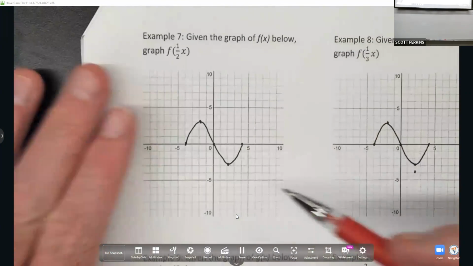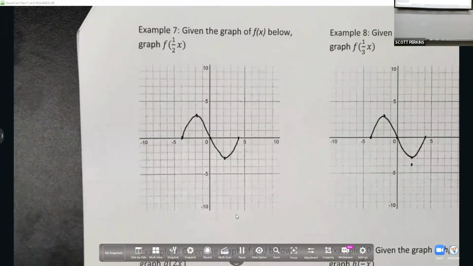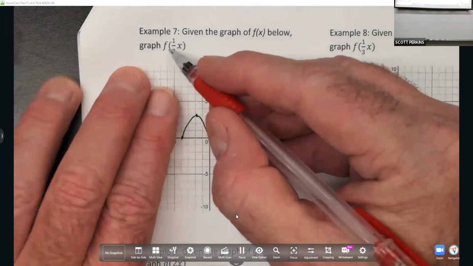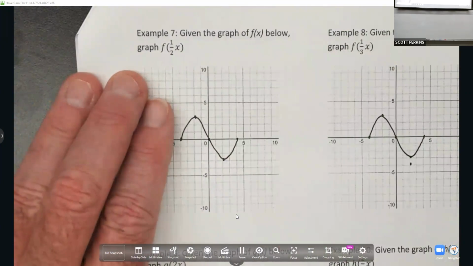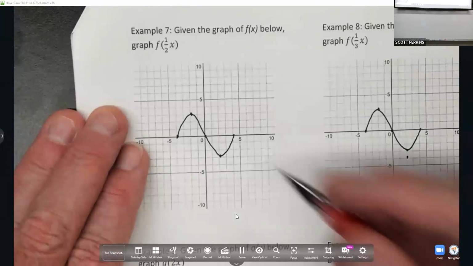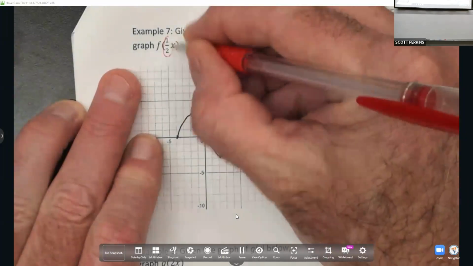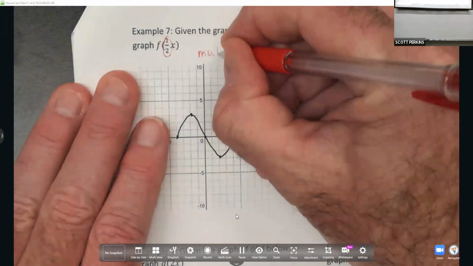So here's my function f. It's the same function f we were using a little while ago, just a few points. Now I've got f of 1/2 x. Well, let's just be careful to write this down because I know when we're doing things horizontally, it's a little goofier. So 1/2 x. What am I going to multiply all the x's by?